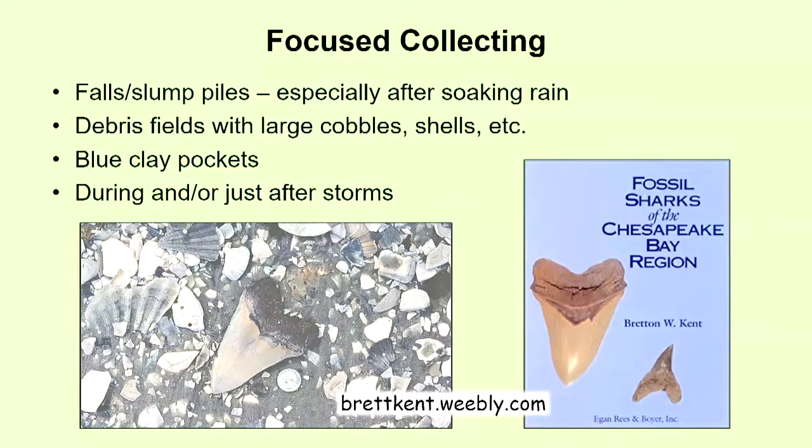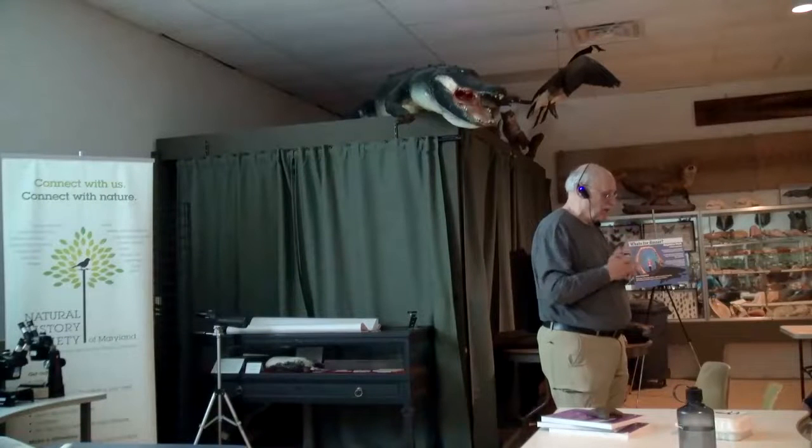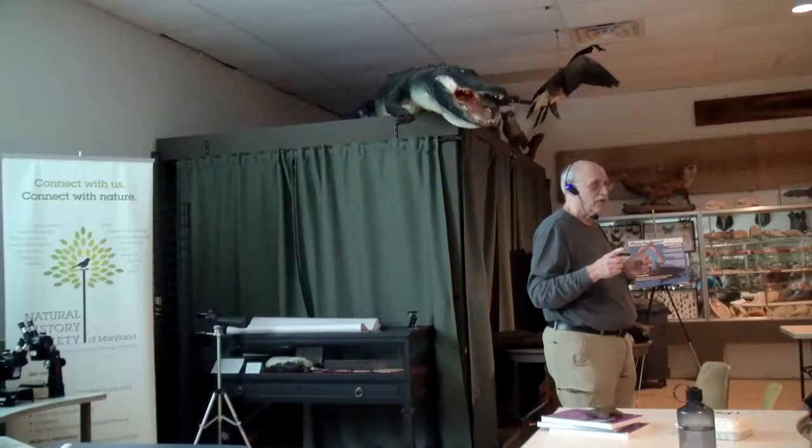I want to tell you the story about the tooth that's on the cover of Fossil Sharks of Chesapeake Bay, because there's a second meaning to focused collecting. This obviously happened a number of years ago now. I was down at a place unnamed on Calvert Cliffs. That's the second rule of collecting giant megs: if you find one, don't tell anybody exactly where you found it. You want to be able to find a parking space next time you go down to collect.